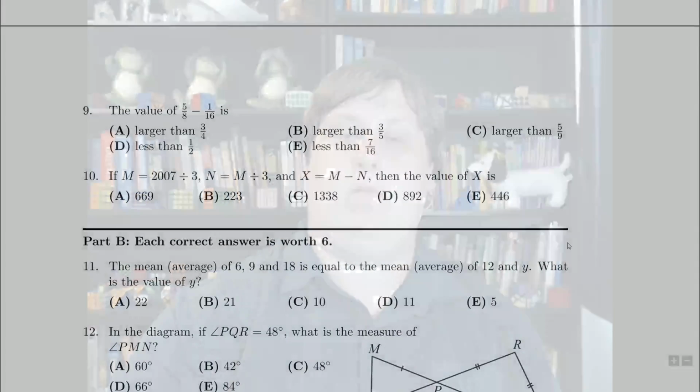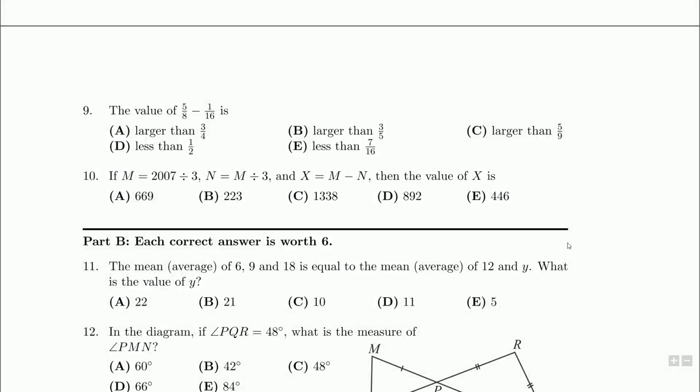We're on question number 9 of the grade 9 Pascal paper from 2007. Let's take a look. The value of 5/8 minus 1/6 is, and they're not actually asking us to calculate. If we look at our answers here, they're more qualitative. Is it larger than 3/4? Is it less than 7/16? So we're going to have to calculate, get our answer, and then start comparing it and taking a look at the possible answers here. Okay, an interesting little twist.